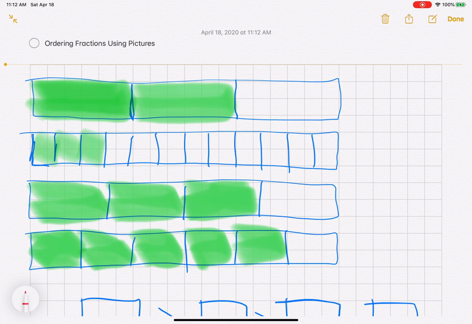So fractions are one of the most important concepts and one of the most difficult concepts for people to wrap their head around. So it's really important that we use pictures, and this will really help us when we try to order fractions. So I have 4 pictures here for you to compare.